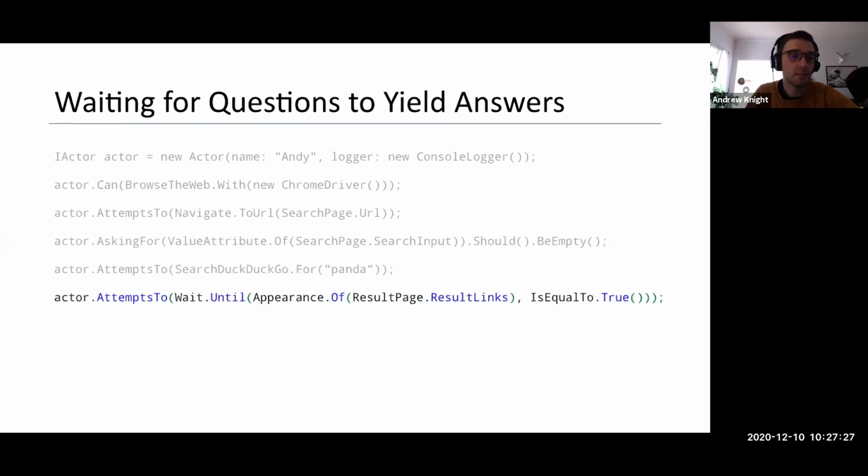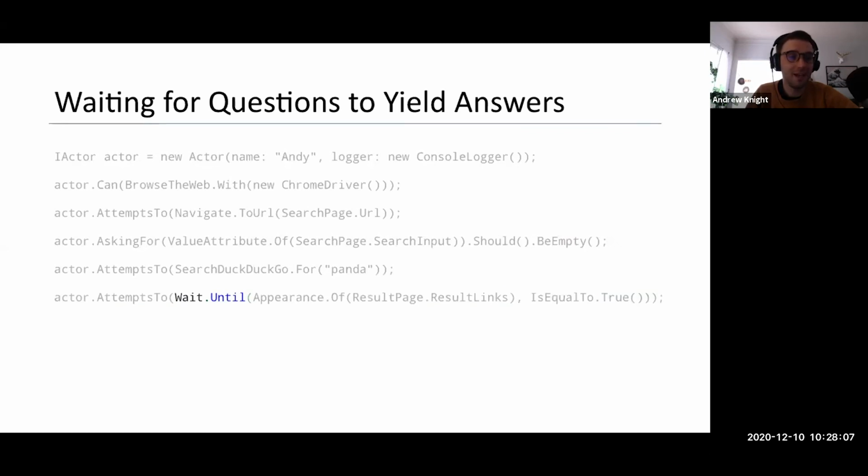The last test case step should verify that the result links appear after entering a search phrase. Unfortunately, this step has a race condition. The results page takes a few seconds to display result links. Automation must wait for those links to appear. Checking too early will make the test case fail. Boa Constrictor makes waiting easy. Read this line in plain English. The actor attempts to wait until the appearance of result page links is equal to true. In simpler terms, wait until the result links appear.